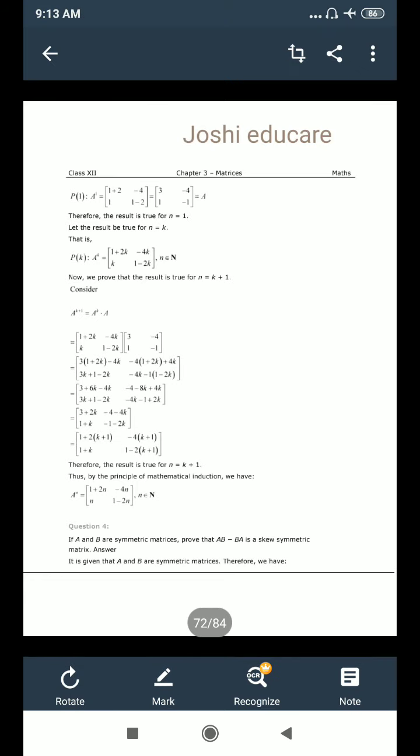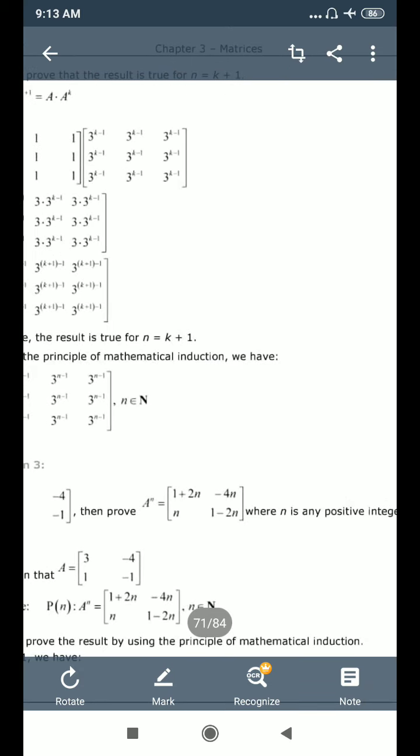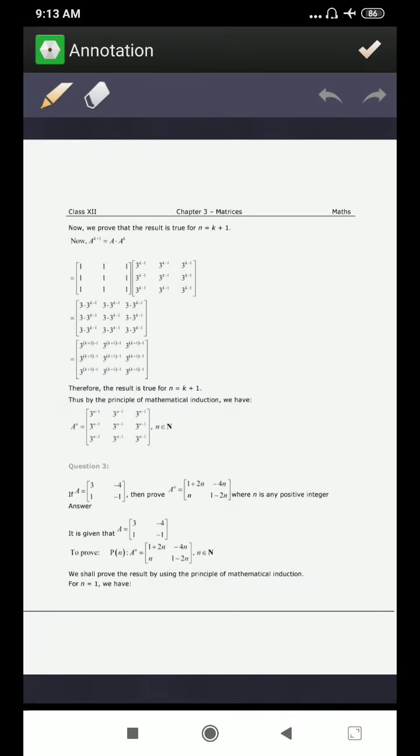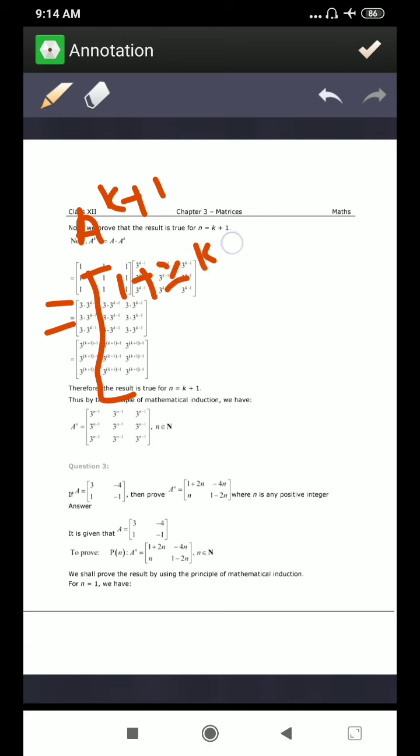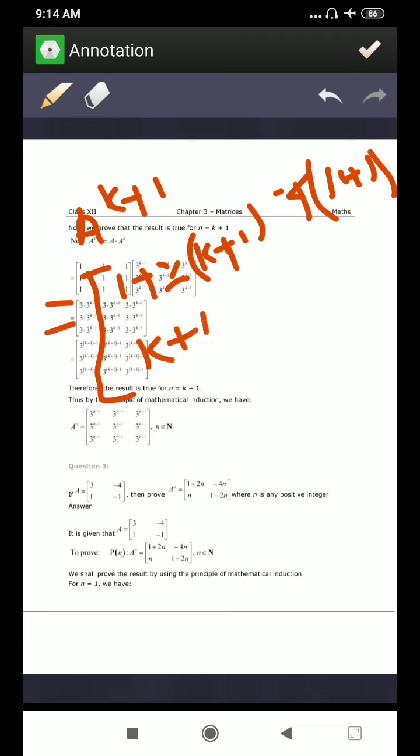Now you have to prove P(k plus 1). So to prove P(k plus 1), what do you have to prove? The left hand side will become A raised to power k plus 1. And in the right hand side, we should get 1 plus 2 into (k plus 1) as the first term, minus 4 into (k plus 1) as the second term, k plus 1 as this term, and 1 minus 2 into (k plus 1) as this term. If we get this, that A raised to power k plus 1 is equal to this, we will say that P(k plus 1) is also true.